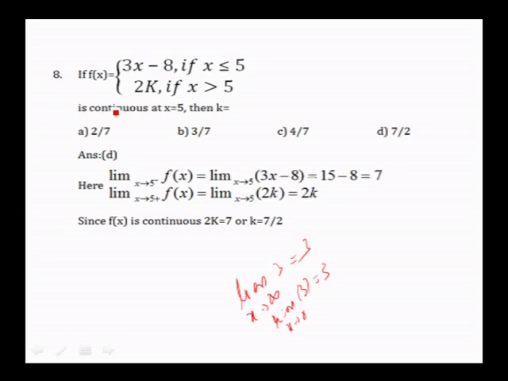But he has given that it is continuous. Therefore, the left hand limit and the right hand limit must be the same. So 2k must be equal to 7. That is 2k equals 7, or k is equal to 7 by 2. So you have to substitute k equals 7 by 2. That is the answer. Option D. So whenever you come across such problems, you find the left hand and right hand limits separately.